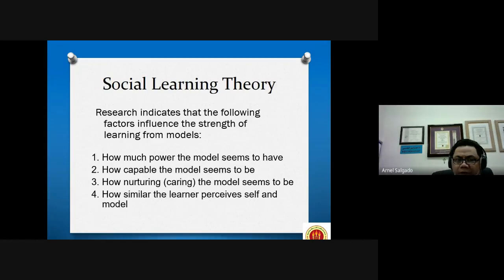The student will connect to you. The patient will connect to you. They are going to look at your similarity. So, I am like my teacher. Therefore, I am good. So they will look at this that way. Now, how similar the learner perceives self and model. They will always find the similarity, so that they are very proud of their teacher.